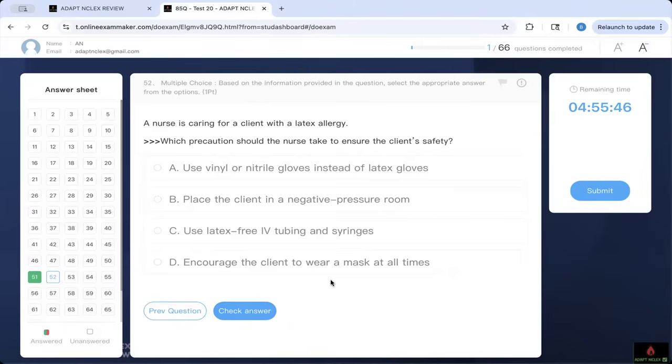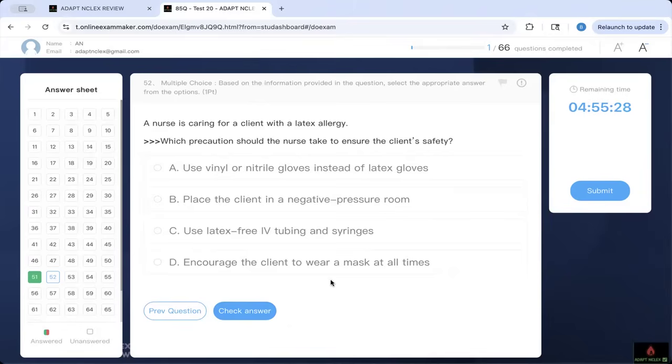Use vinyl or nitrile gloves instead of what? Latex. Place the client in a negative pressure room. Use latex-free IV tubing and syringe. Encourage the client to wear a mask at all times. The key word is latex allergy.